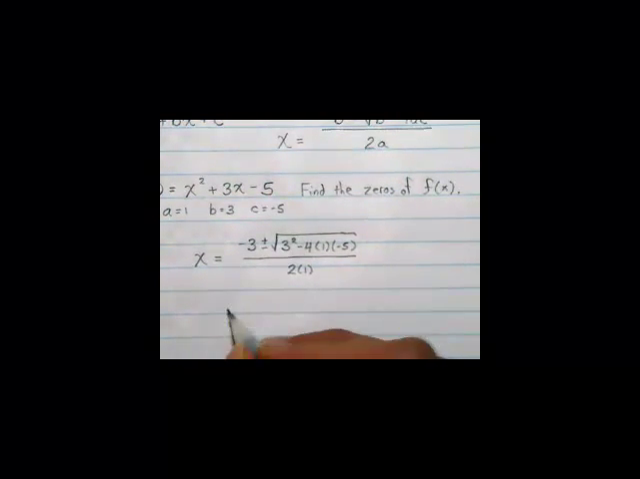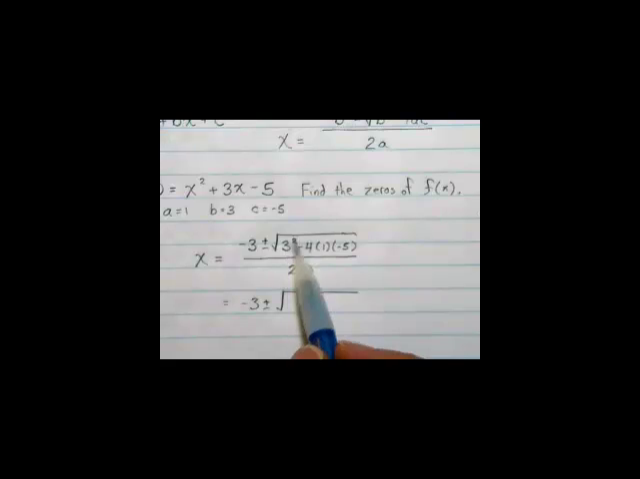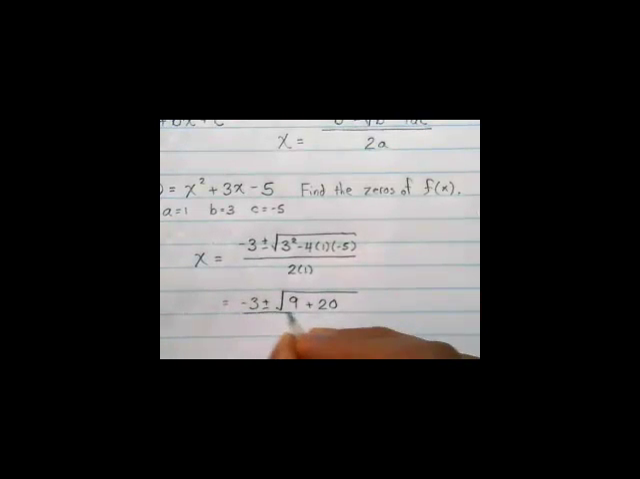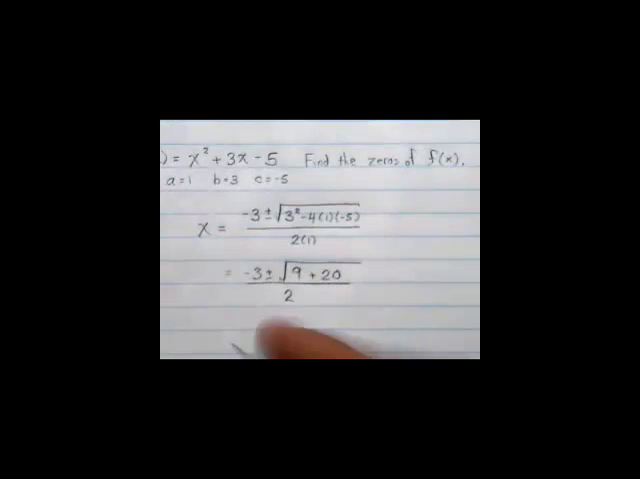Okay, so negative 3 plus or minus square root, we've got 3 squared, that's 9. Minus 4 times 1 times negative 5. So it'd be plus 20. And then all divided by 2, right? Because 2 times 1 is 2. Okay, so this would be an acceptable way to write this answer then. Negative 3 plus or minus the square root of 29 divided by 2.